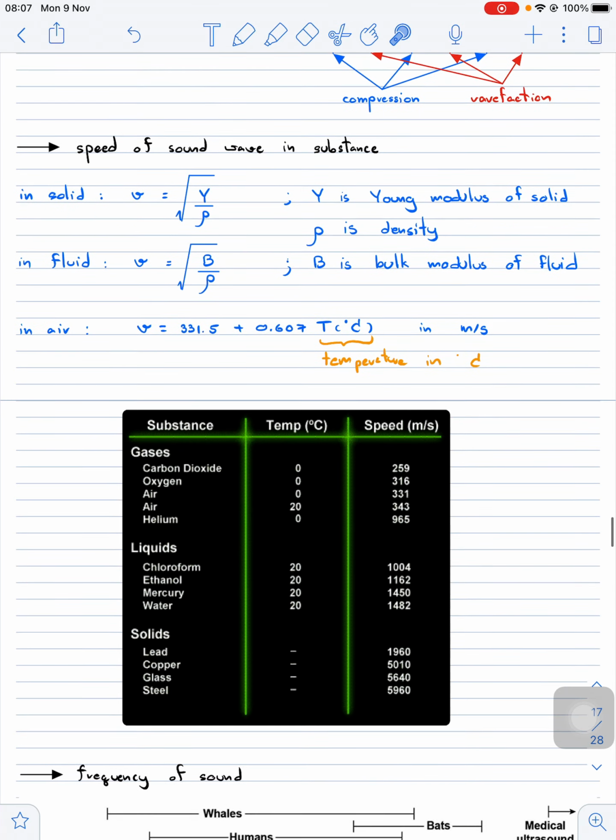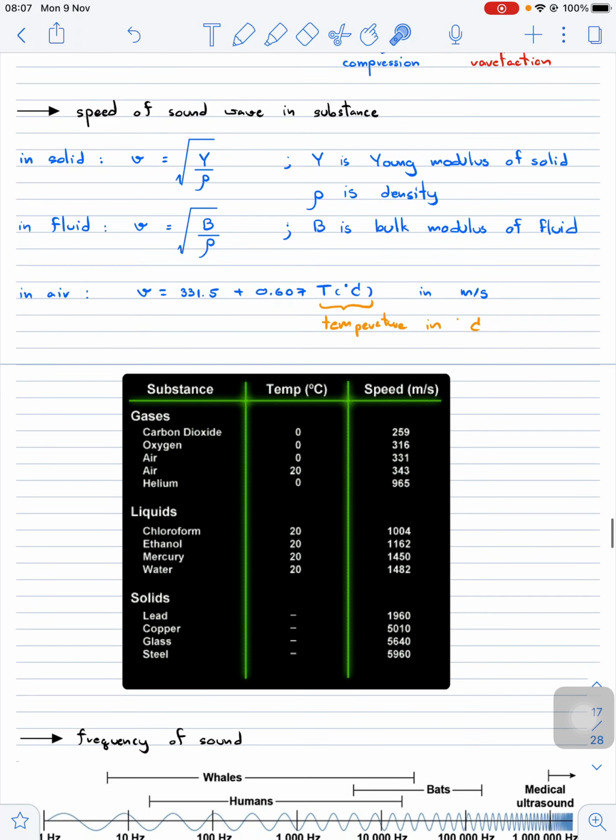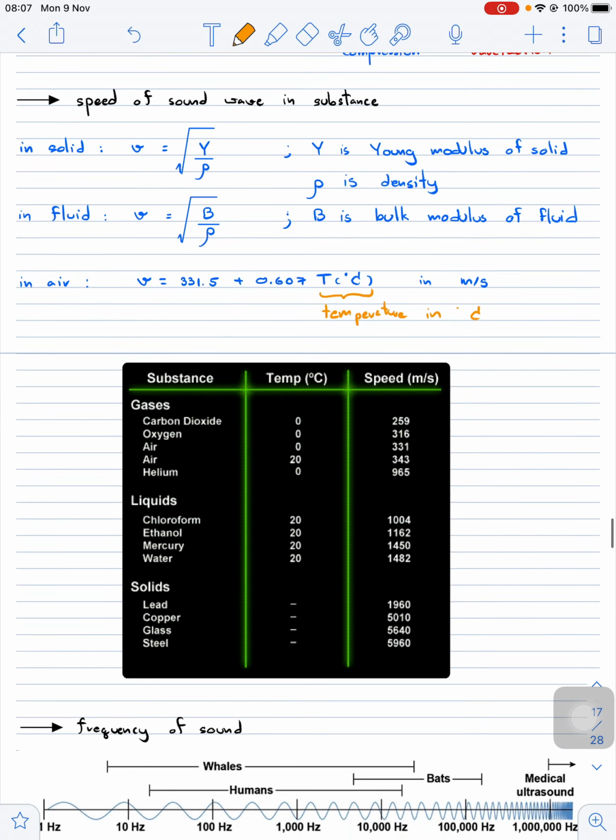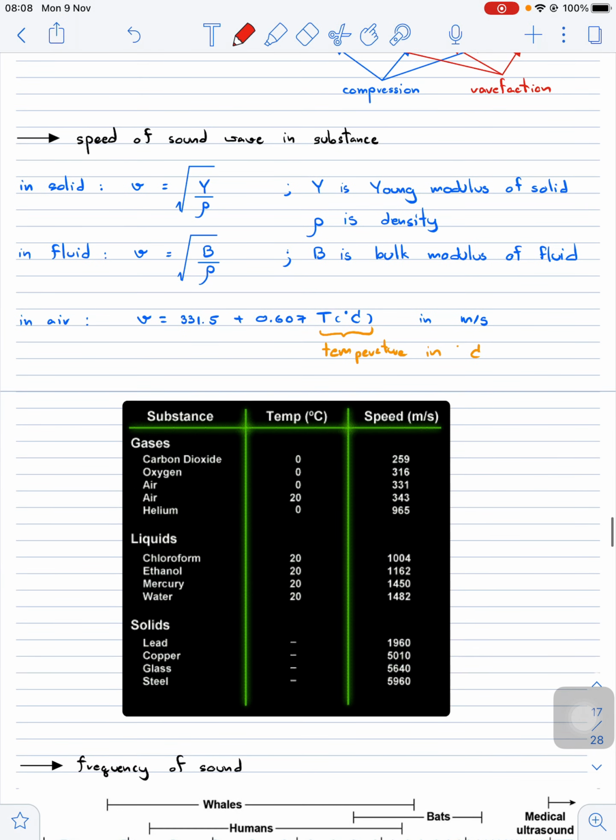One thing that we can see from these equations, just the same as we have talked about the string wave, is that the speed of the sound wave just depends on the medium. It just depends on the type of the medium.